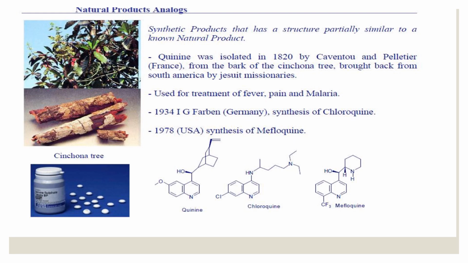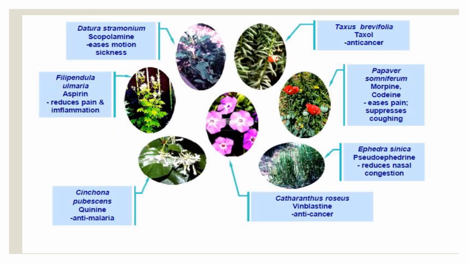When it comes to synthetic products with structure partially similar to a natural product, quinine is also a very important anti-malarial drug, used for treatment of fever, pain, and malaria. It was isolated in 1820 by Caventou and Pelletier from the bark of the cinchona tree, brought back from South America by Jesuit missionaries. Quinine can still be used as an anti-malarial drug because it is a secondary metabolite, an alkaloid. This is a very important scenario of natural drug discovery.